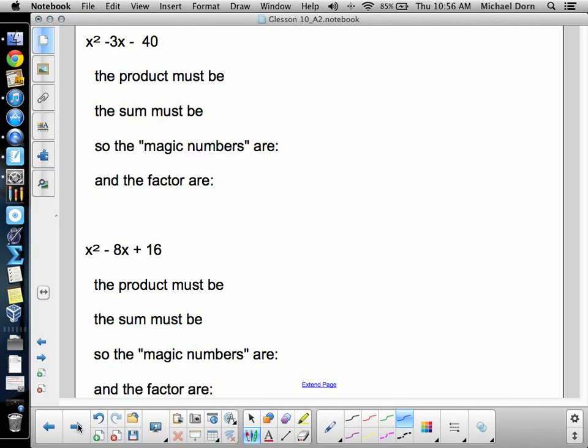Let's look at the next one. X squared minus 3x minus 40. The product must be negative 40. Good. We caught the negative sign. And the sum must be negative 3. Now, we can get some clues from this.